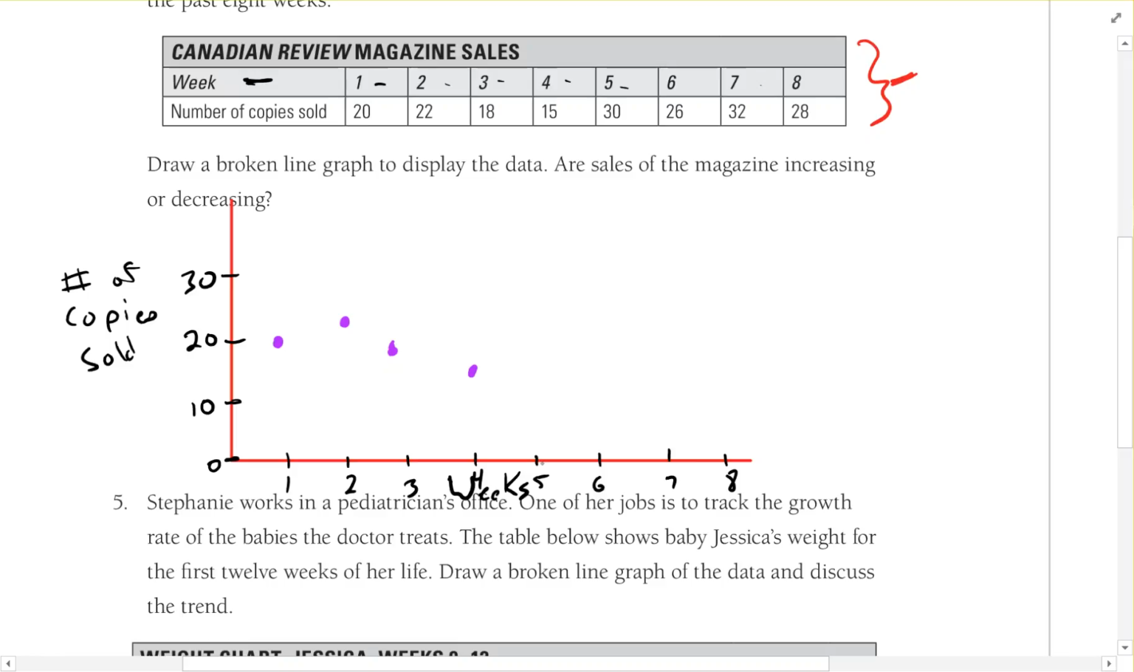Week 5 is going to be at 30, so a big jump up. 6 is going to be at 26, so a little bit lower. 7, 32, so even higher. Okay, and then 8 at 28, so something like that. Okay, so the broken line graph part of it now. You would just really connect the dots.